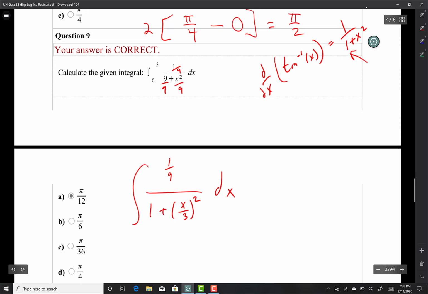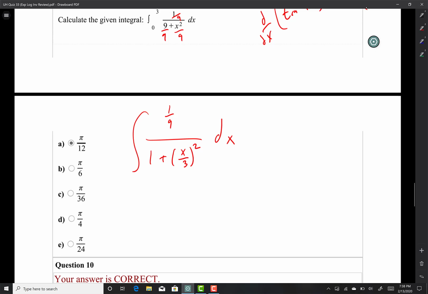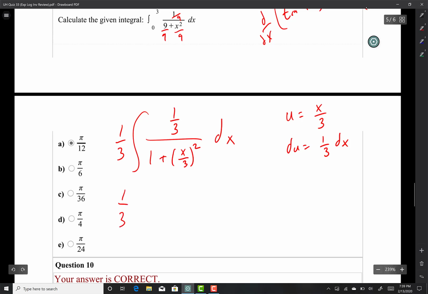Okay. Now you can probably pull out 1/3 of the 1/9, because 1/3 times 1/3 is 1/9. So what I'm trying to tell you is that u is going to be x over 3. So du is 1/3 dx. So I have 1/3 too many if you say 1/3 times 1/3. So I'm going to say 1/3 here and 1/3 there. So see, 1/3 times 1/3 is still 1/9. I hope that makes sense to you guys. I really do hope that makes sense. So 1/3 integral 1/3 dx is du. 1 plus u squared du.